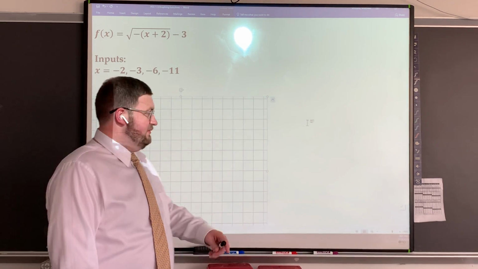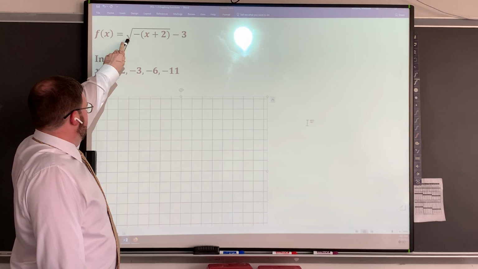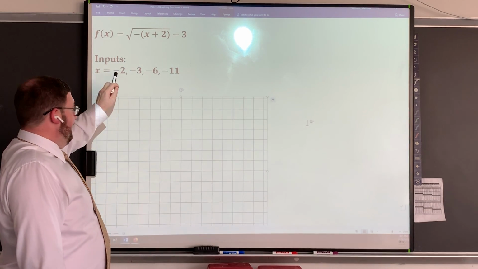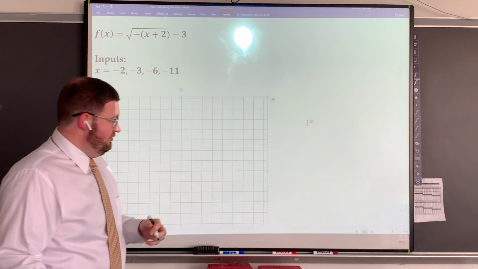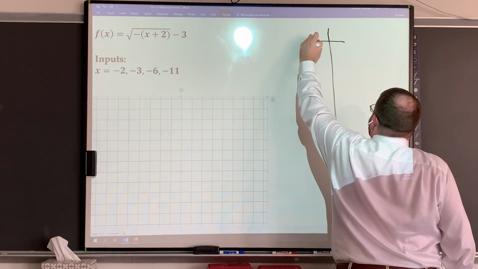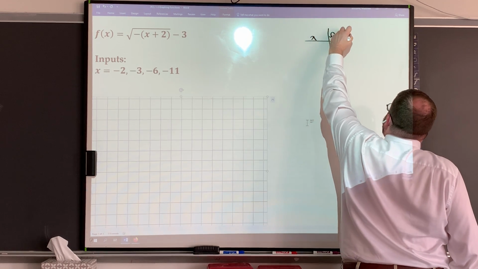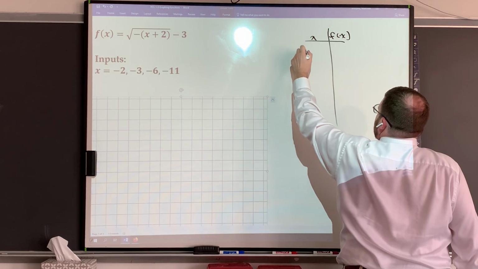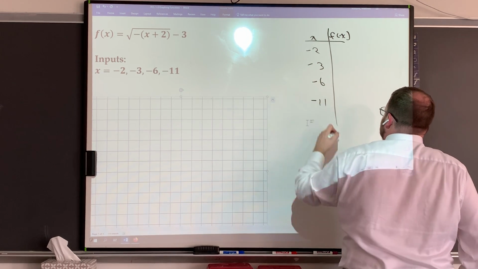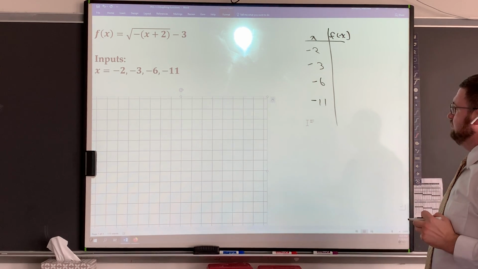So right here, I've got a square root function f of x equals square root of negative x plus 2, minus 3. I'm given inputs. We are going to graph this. First thing I'm going to do is create a table with x and f of x. I'm going to put my inputs right here. I gave you the inputs. That won't always happen, but that is happening this time.